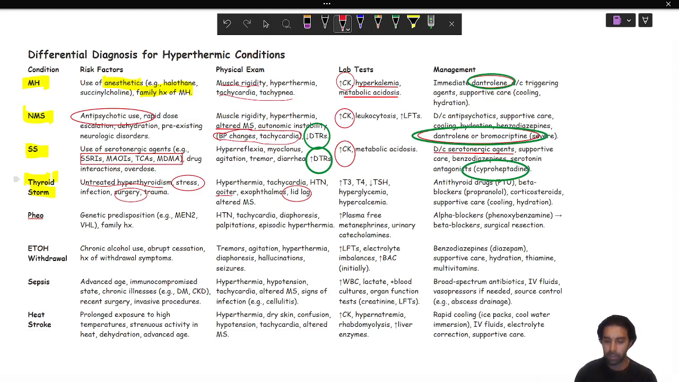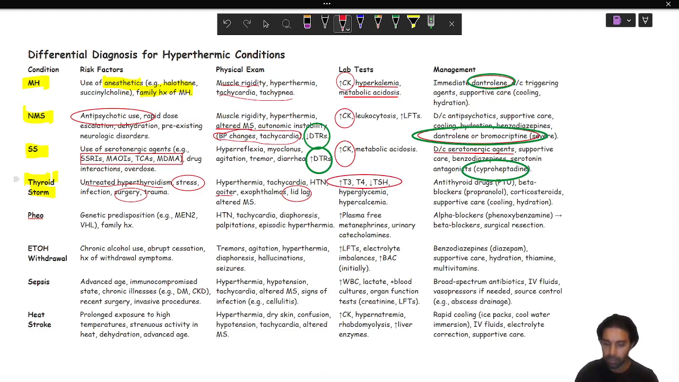So this one, typically, they're going to come in with tachycardia, hypertension, confusion, and then if you see lid lag, if you see goiter, maybe. If you see eye changes like lid lag for this type of patient, think hyperthyroidism. So this is your typical hyperthyroid combination.